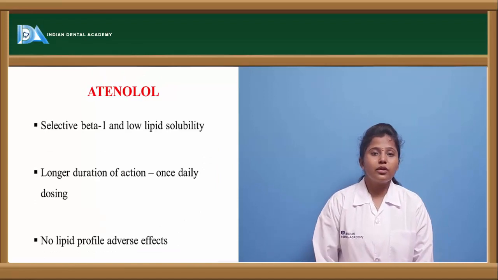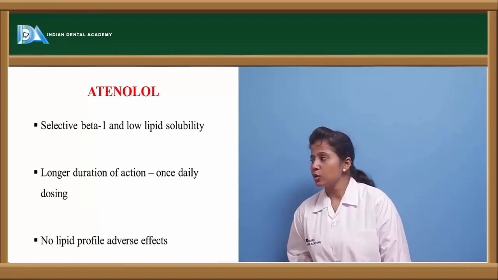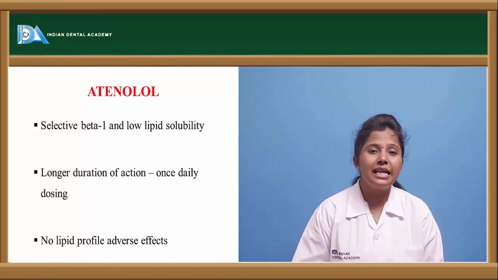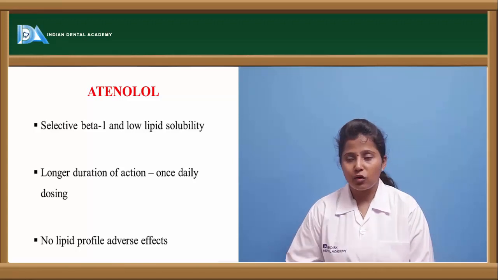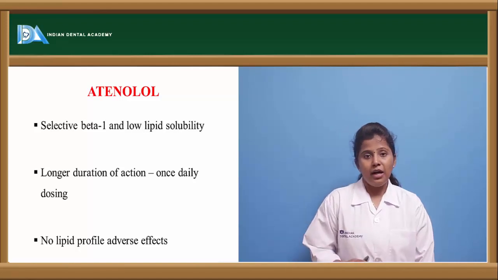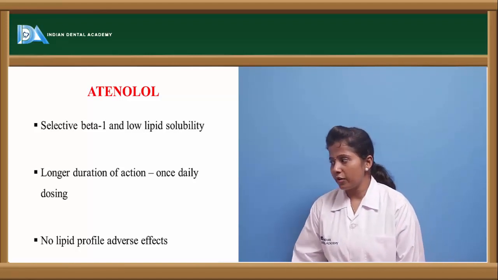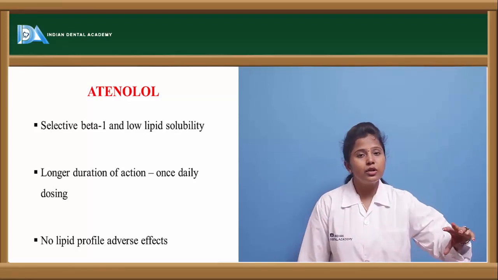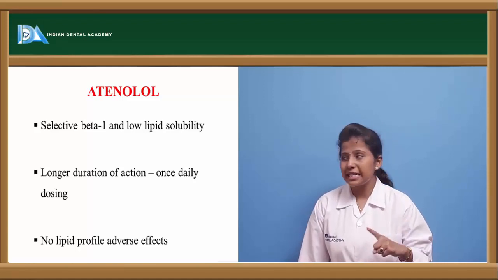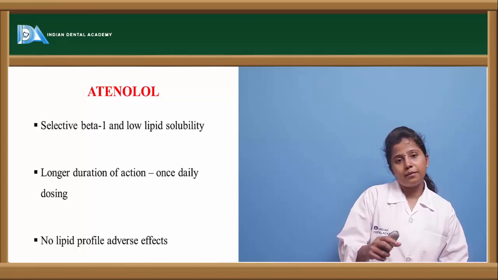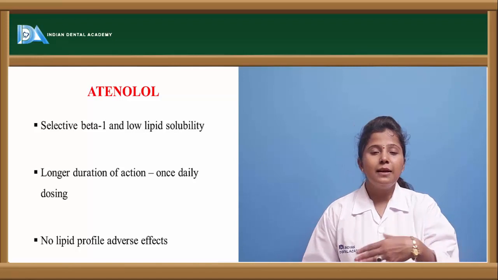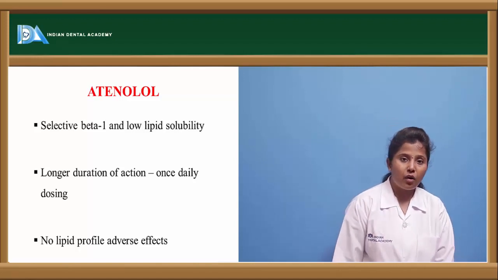The other drug is atenolol. So atenolol is one of the drugs which is beta 1 selective. So it binds to only beta 1 receptors, and it has low lipid solubility. We can say the drug is highly soluble in water. That is the reason it cannot cross the blood-brain barrier, and because of that it has a longer duration of action. I mean, the effects shown by this drug last for a longer period of time. As it has a longer duration of action, its half-life will be more, and because of the half-life, the drug should be given only once a day. And as it is a low lipid soluble drug, the lipid levels in the circulatory system cannot be altered because of this drug.